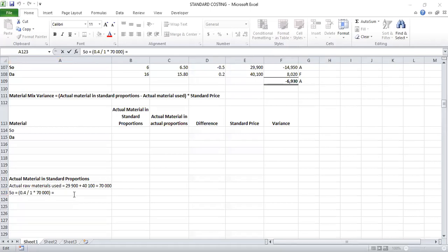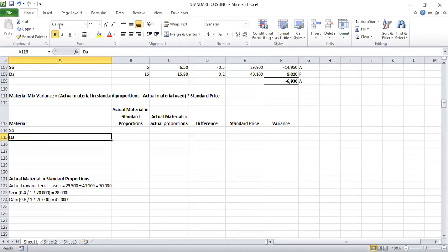$28,000. Thank you. Then Da would be equal to 0.6 divided by 1 multiplied by 70,000. What do we get? 42,000. Right. Then we'll have 28,000, 42,000. Then the actual material in actual proportions.